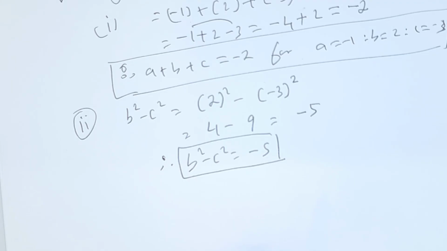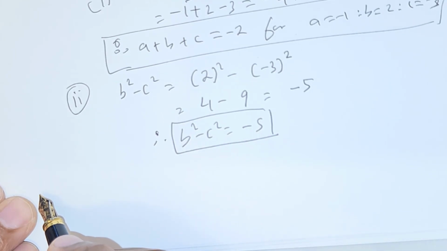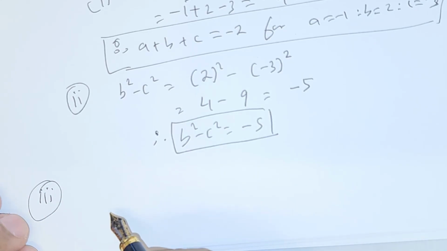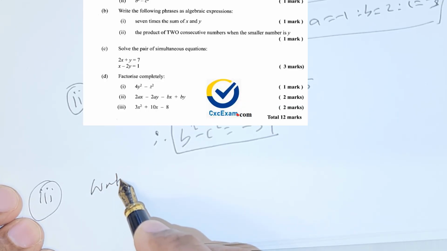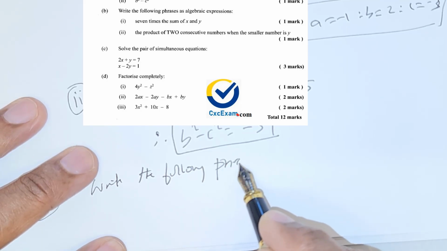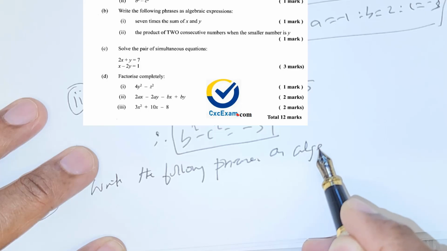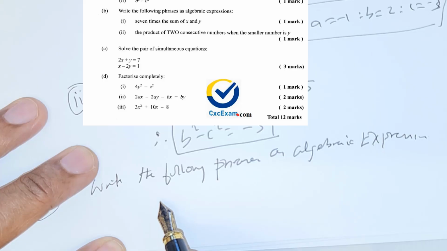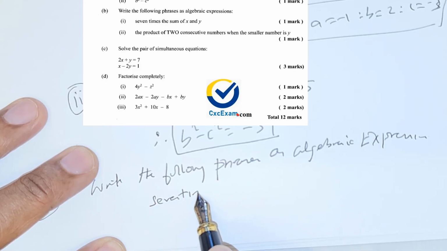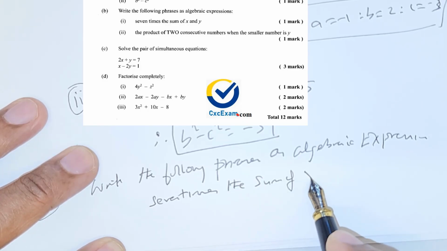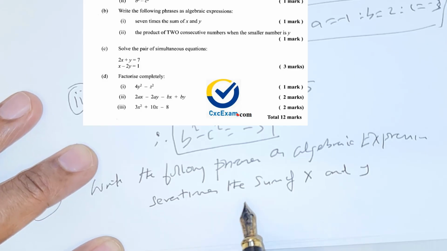Okay, now this is another important question. Now they are representing the expression by the language. So write the following phrases as algebraic expression, right? So 7 times the sum of x and y. So you have to visualize this.